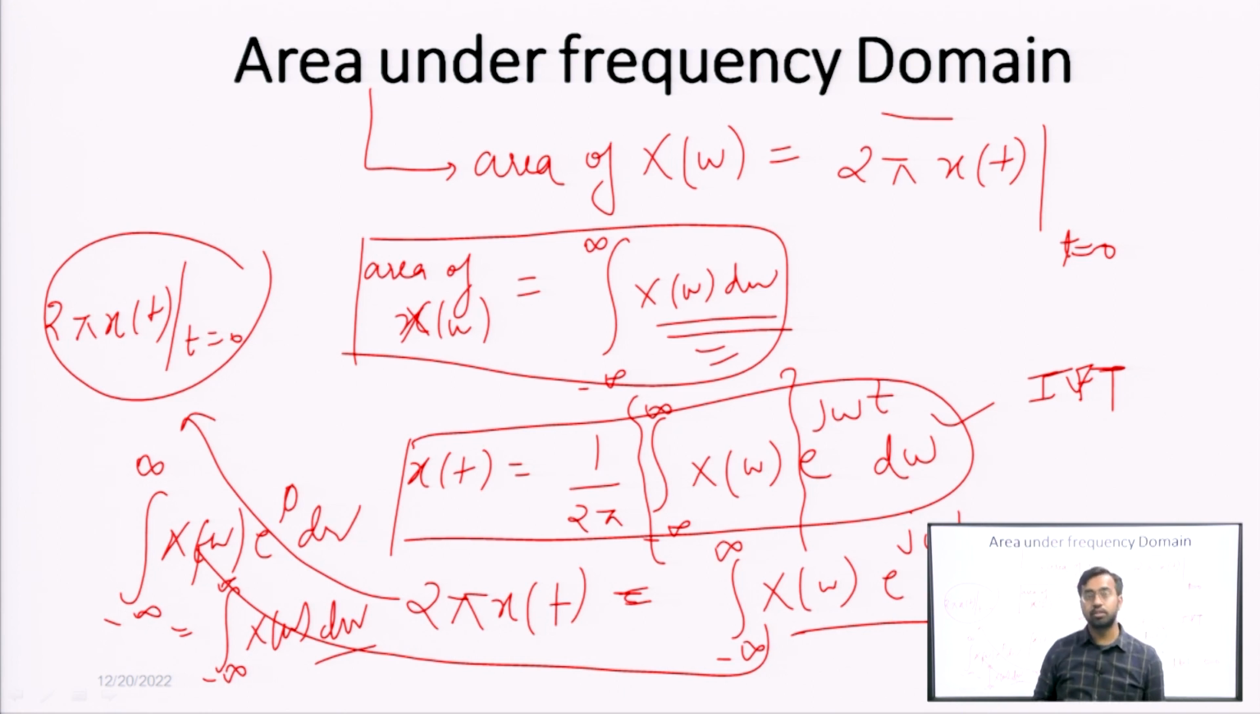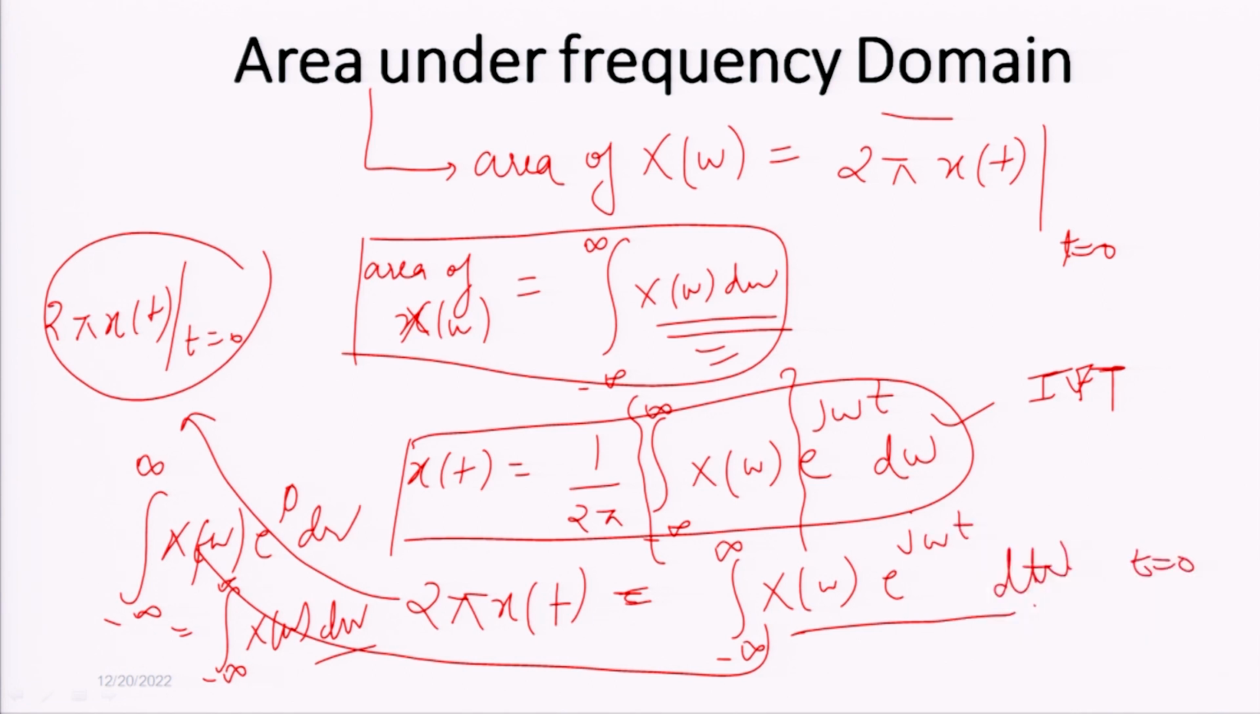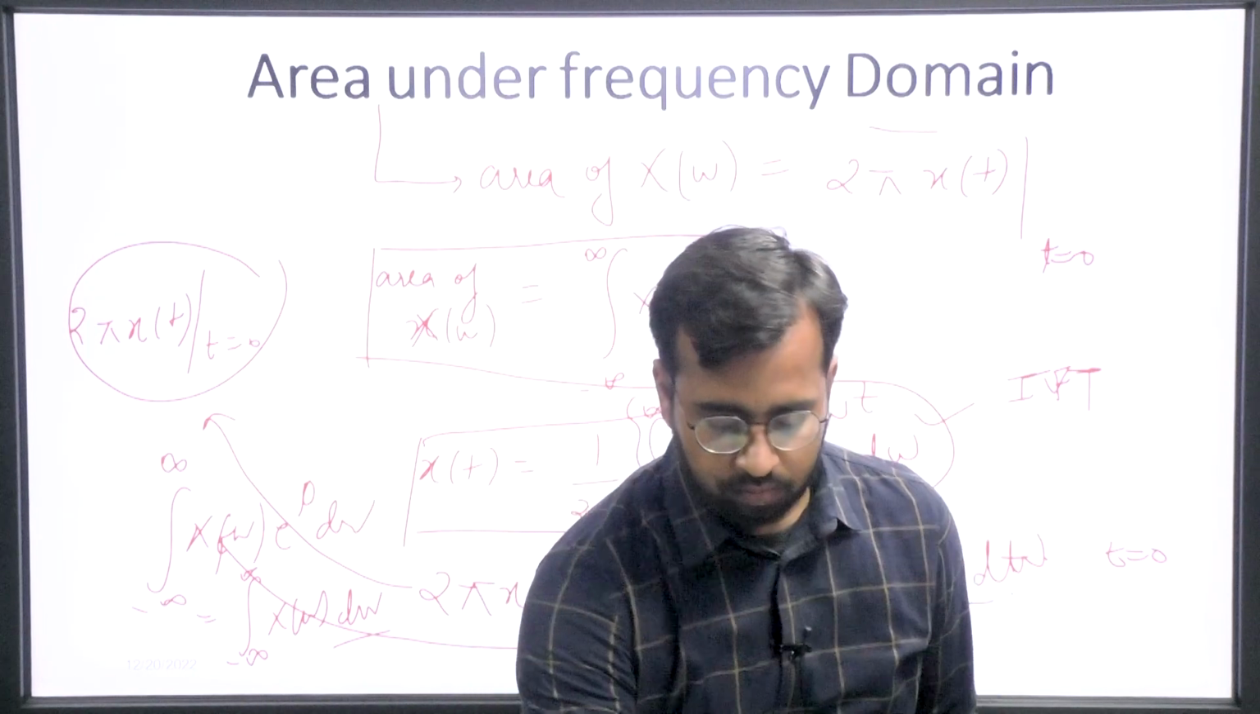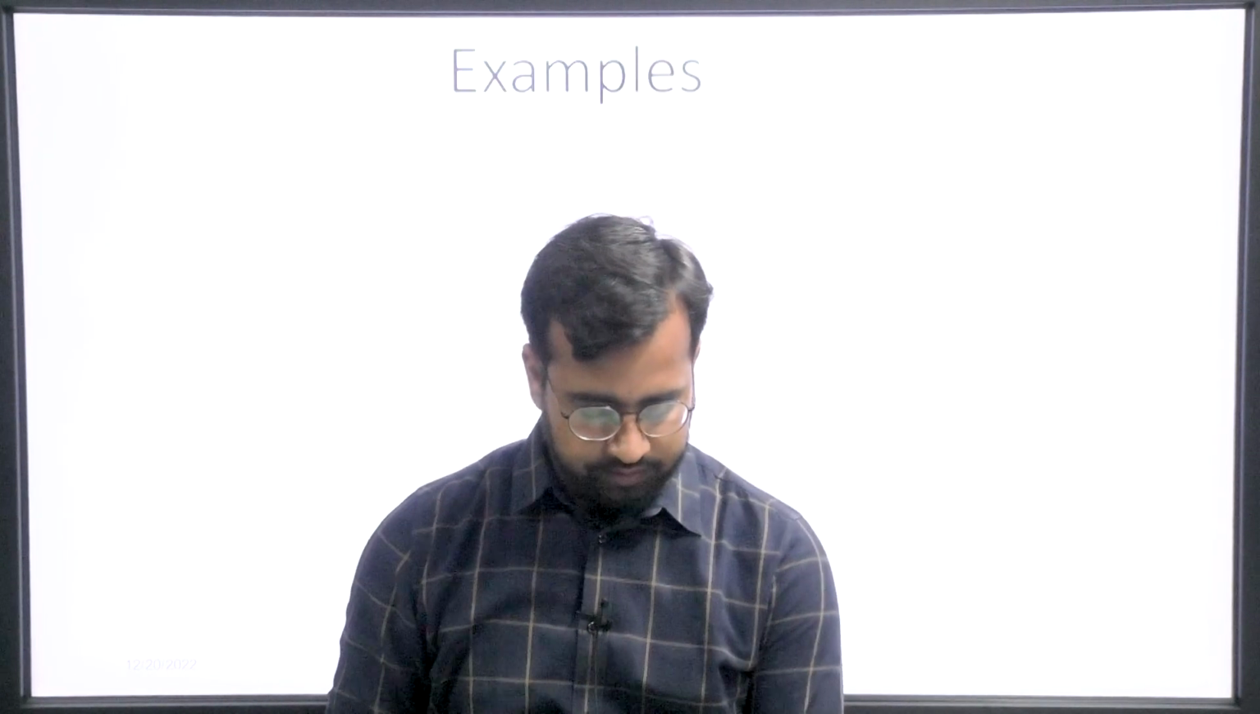Area under the frequency domain is 2 pi times the value of the function in the time domain at t equal to 0. So, remember this. These are basically two properties. Now, we will see some common functions for which we can get the Fourier transform. The very basic one is this.